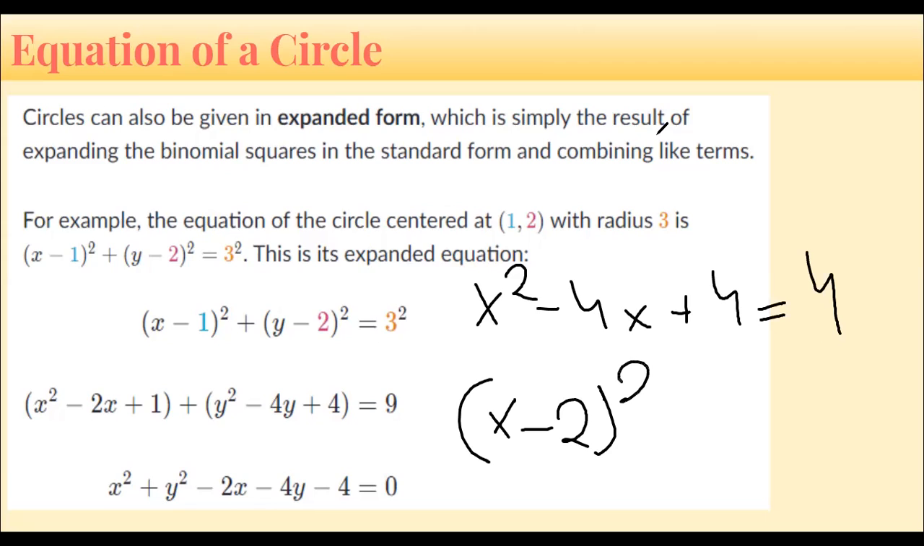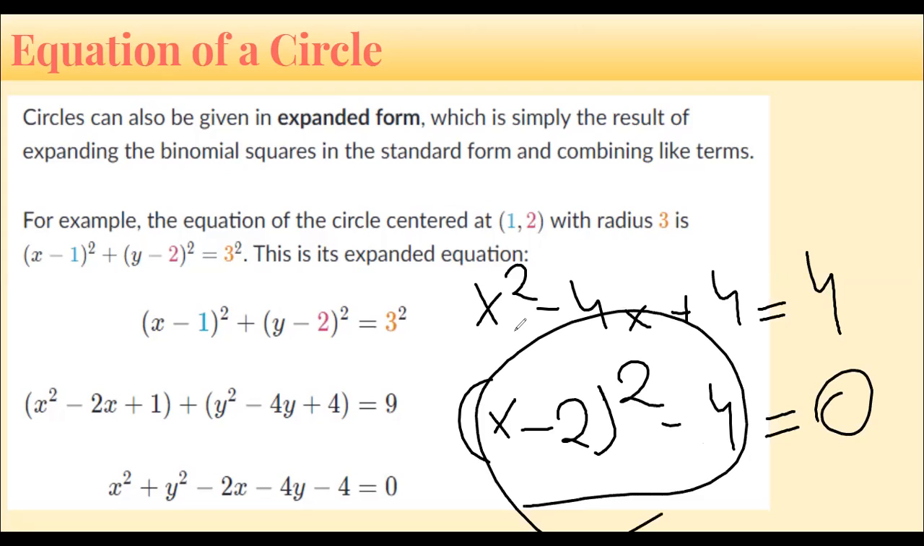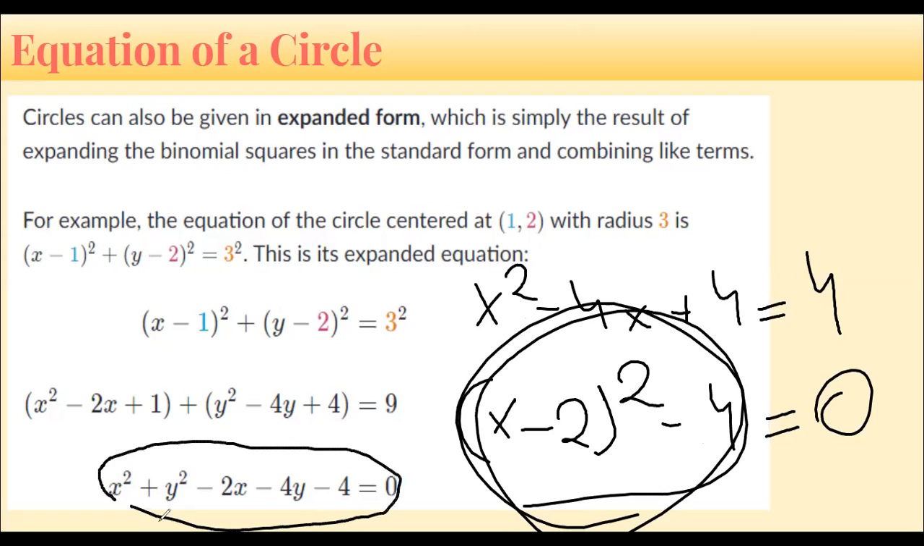Right, do you guys agree that x squared minus 4x plus 4 is equal to (x minus 2) squared, which is equal to 4? Now we can subtract 4 from both sides to get 0. Now, look at that. That could essentially tell us the equation of a circle. Now, we just need to put it in 2 different forms, okay?